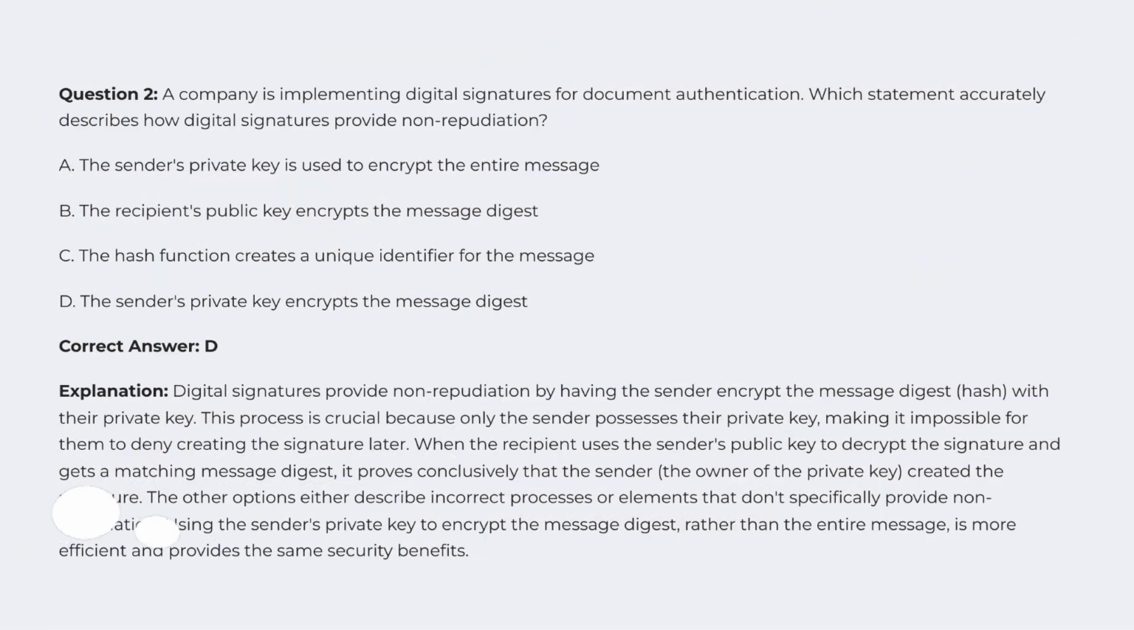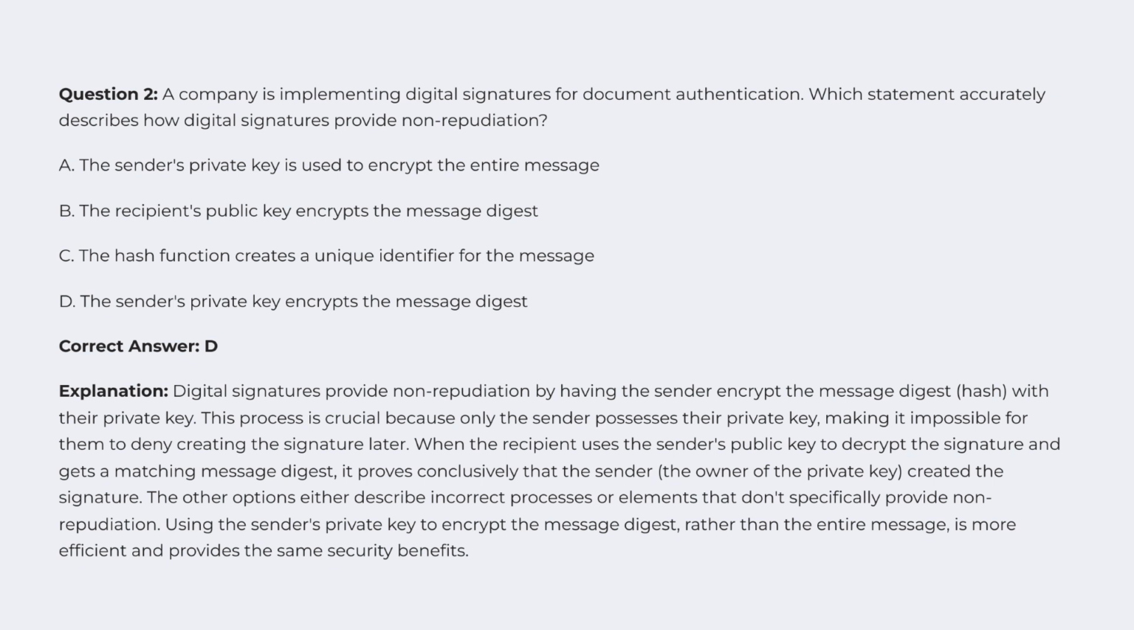Correct answer: D. Explanation. Digital signatures provide non-repudiation by having the sender encrypt the message digest, the hash, with their private key. This process is crucial because only the sender possesses their private key, making it impossible for them to deny creating the signature later. When the recipient uses the sender's public key to decrypt the signature and gets a matching message digest, it proves conclusively that the sender, the owner of the private key, created the signature.